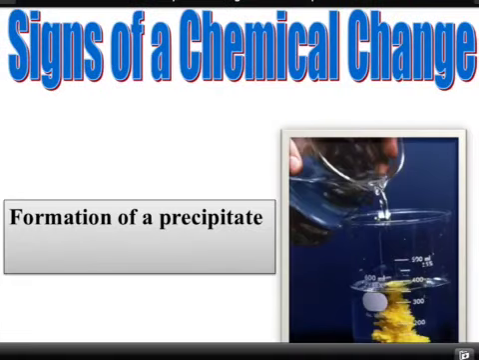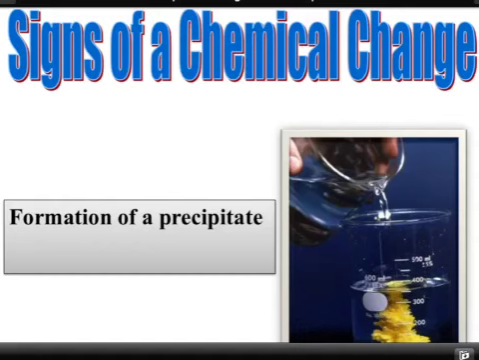The fourth sign that a chemical change has occurred is something called formation of a precipitate. A precipitate is the sudden appearance of a solid when you mix two liquids together. This may not be something you have had personal experience with, but I'll do some demonstrations in class.